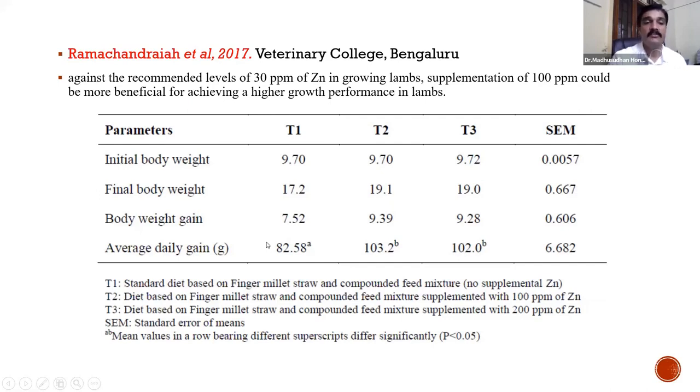We can see the average daily gain. The group T2, which was receiving 100 ppm of extra zinc, showed 103.2 average daily gain, which was significantly different from the control group. Whereas T3, which was receiving 200 ppm of zinc, showed 102. So there was no significant difference between T2 and T3. So they concluded that additional supplementation of zinc at the rate of 100 ppm will give 100 grams per day. That means 3 kgs of extra body weight gain can be achieved.